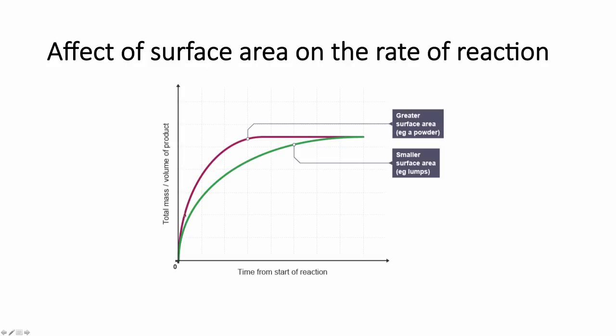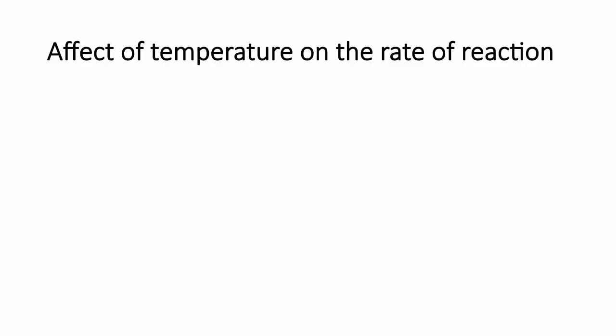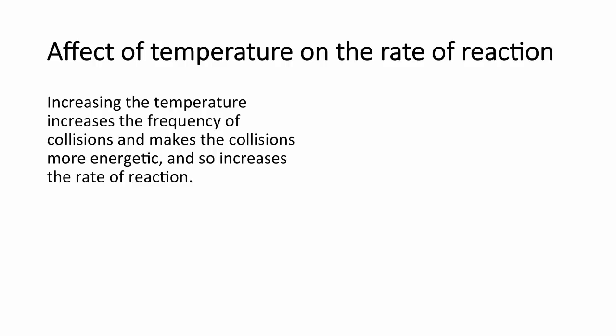Because the rate of reaction of the powder is faster, the reaction completes more quickly, as opposed to the lumps, which take longer to finish, indicated by the line becoming horizontal, or the gradient becoming zero and therefore the rate becoming zero.